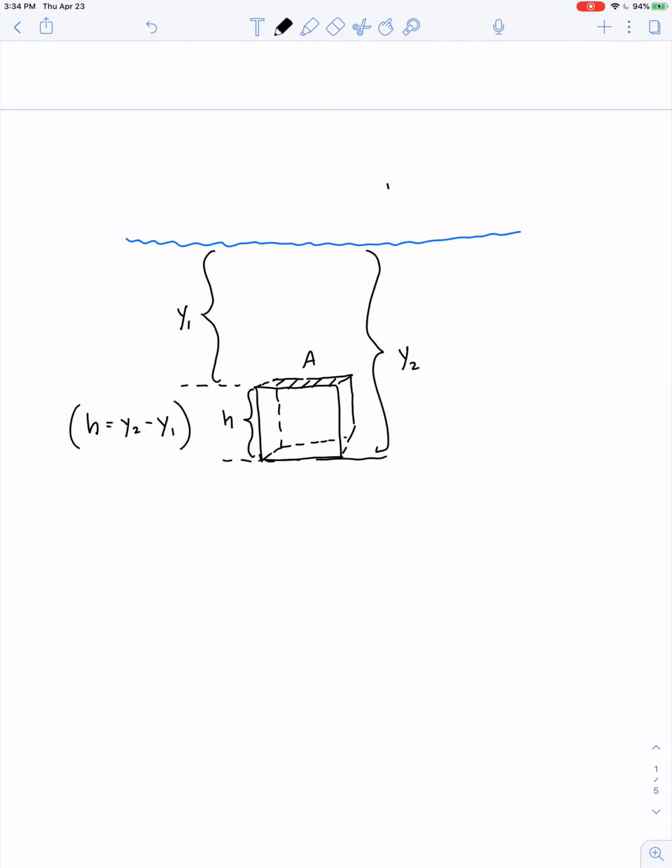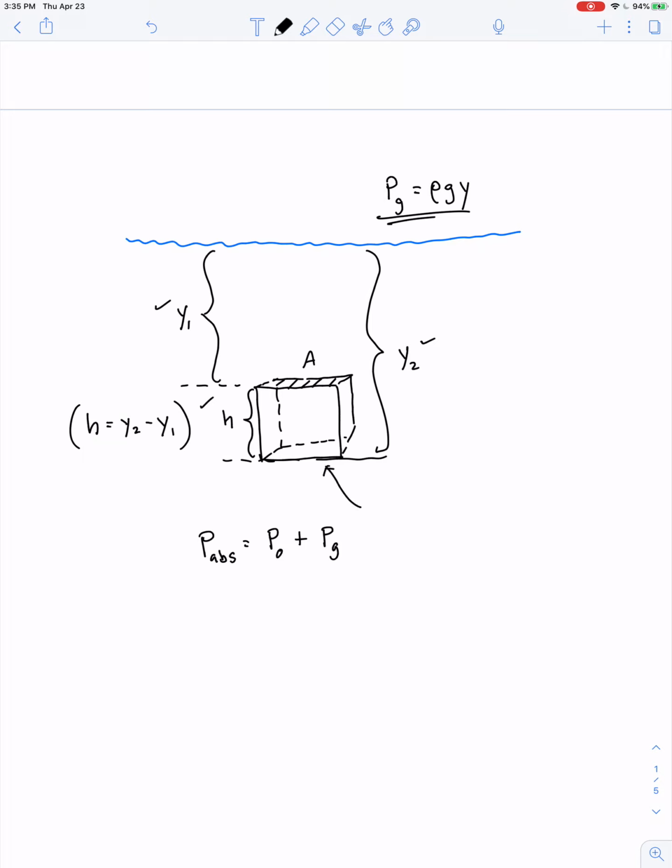So remember that pressure varies with depth. Gauge pressure is density times acceleration due to gravity times depth. Here I'll say y instead of h, since I'm referring to h as the height of our object, and I'm using y as a depth measurement. Okay. Absolute pressure is equal to atmospheric pressure plus gauge pressure.